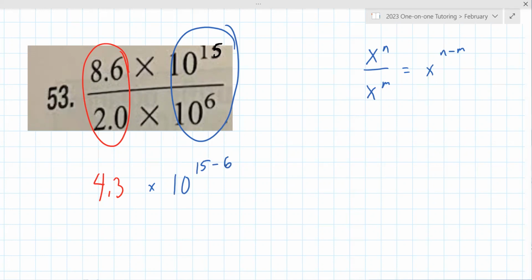Sorry, I missed what you did to the 8.6 and 2. You just straight divide them. 8.6 divided by 2, which is 4.3. So it's kind of like the last ones. You do something with the two numbers, and then you do something with the two powers. So this becomes 4.3 times 10 to the 9. And from here, you have to decide, is it in scientific notation? Is the base between 1 and 10? It is. So we're done.